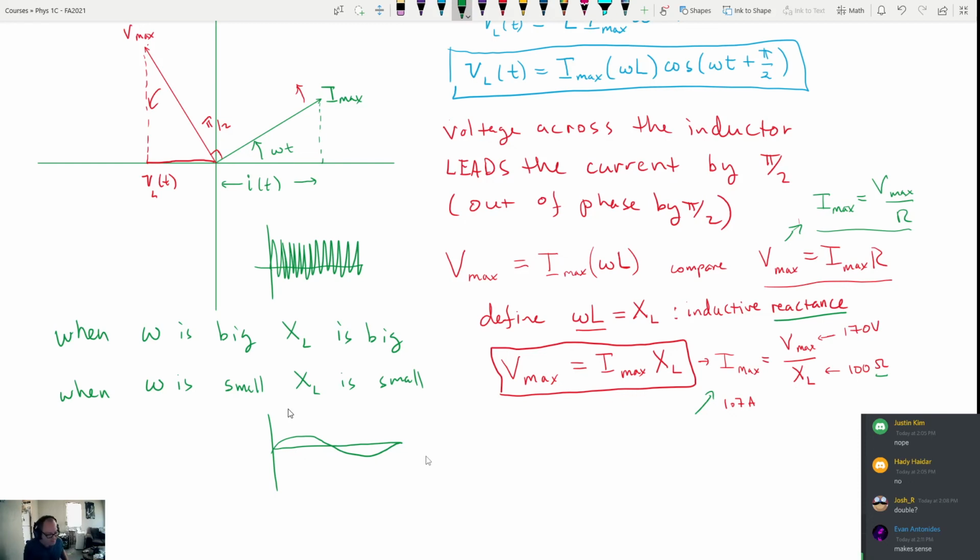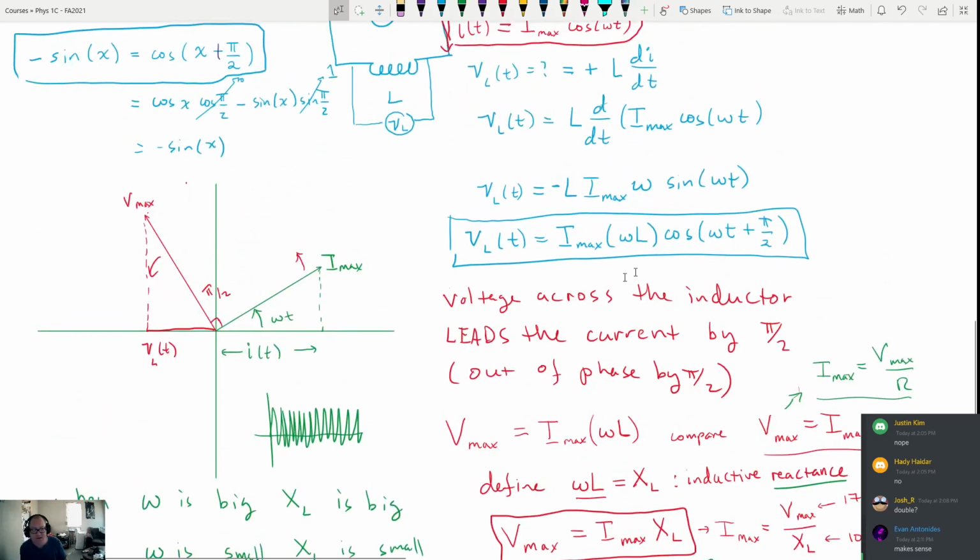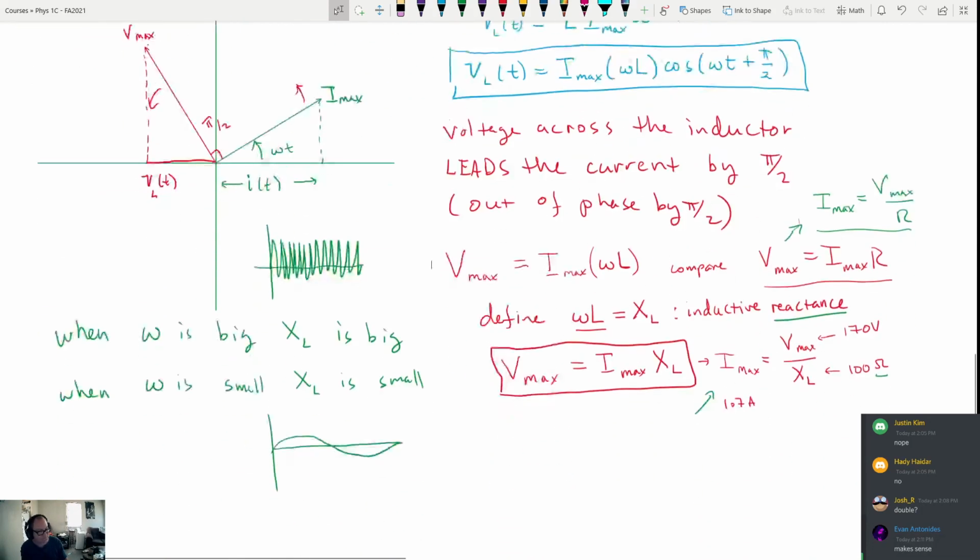All right, so we'll take a break there. When we come back, we'll talk about capacitors, and then after we talk about capacitors, we'll put all three together and see how they behave. The key thing to take away from this that we're going to be using later is that the voltage across the inductor leads the current by pi over 2, and these phasors are going to be useful to us in putting all three together. So take a 10-minute break.